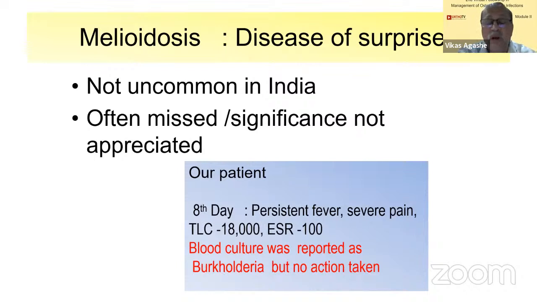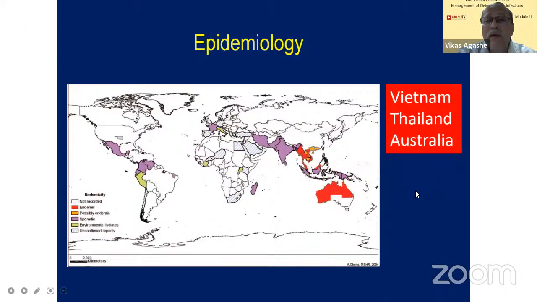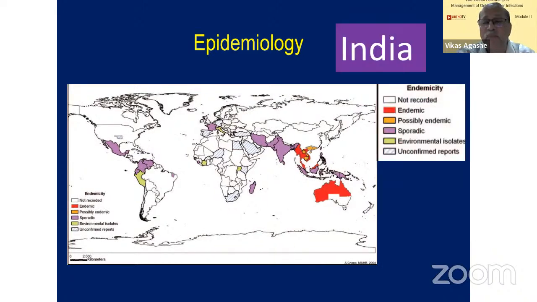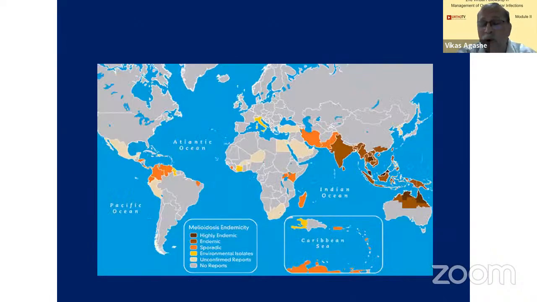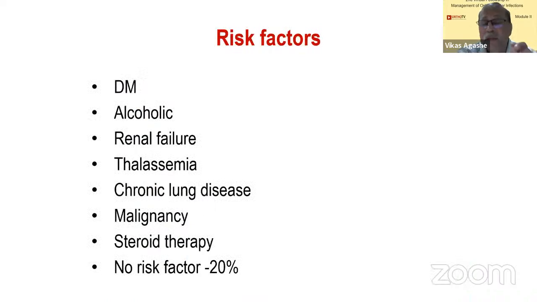It's also called the Vietnamese time bomb, because so many US soldiers, when they went back to the United States after the Vietnam War, developed this after many years, and therefore it is called a time bomb. What is important is these are the risk factors.